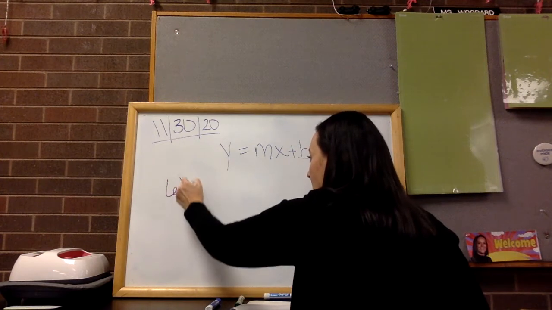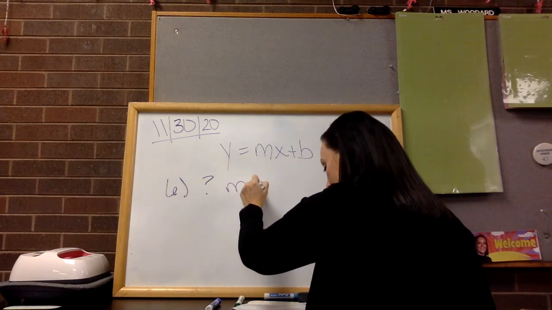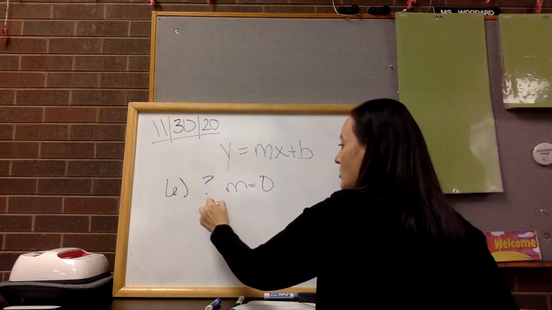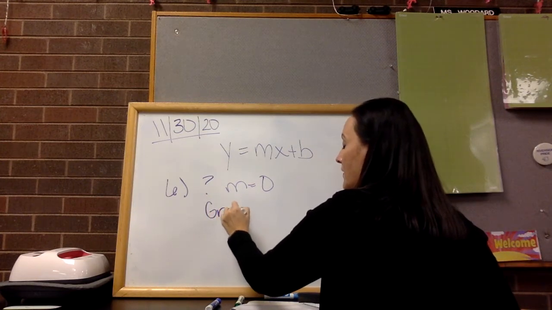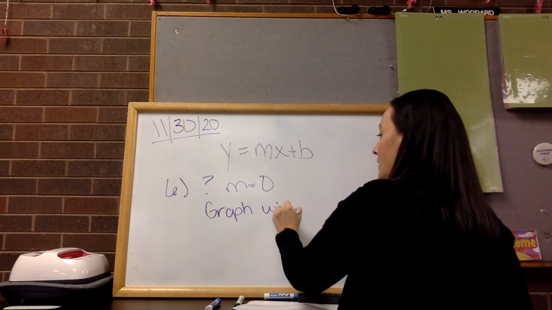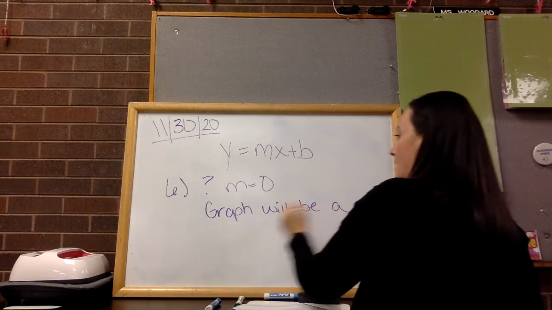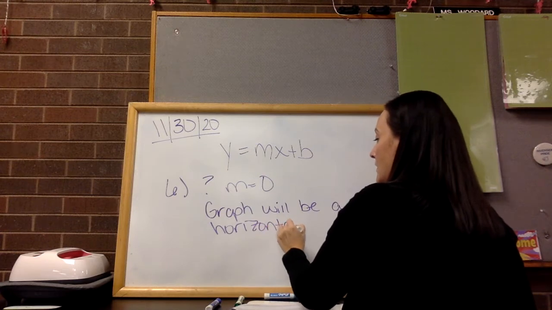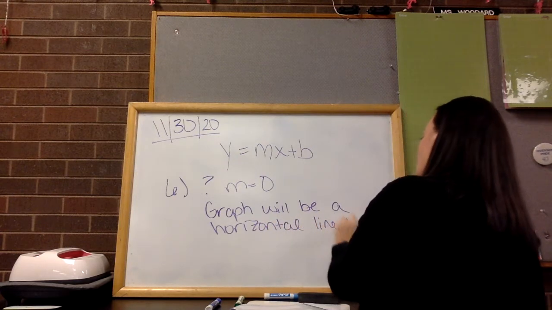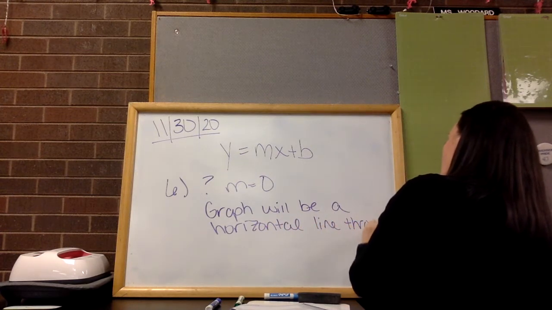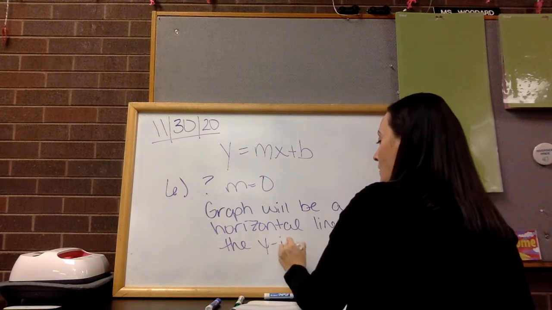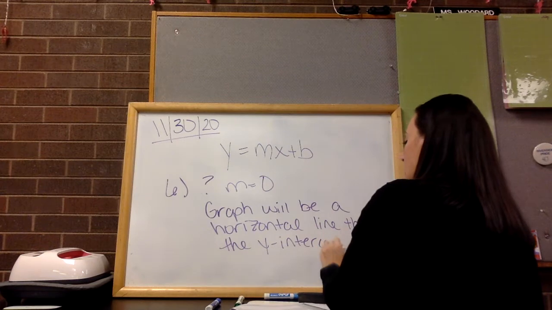And then here's number 6. Question is, what if m equals 0? So what you're talking about here is that the graph will be a horizontal line through the y-intercept.